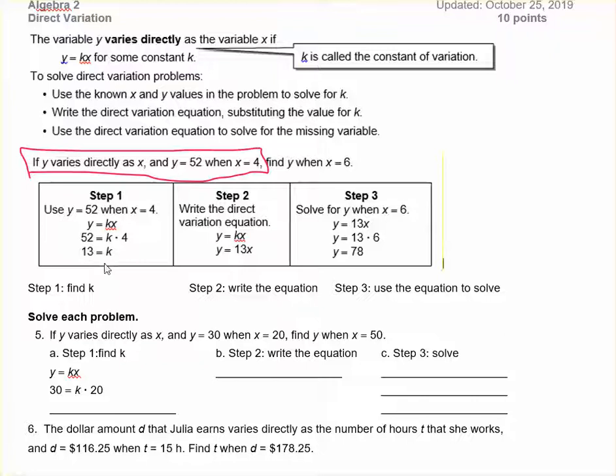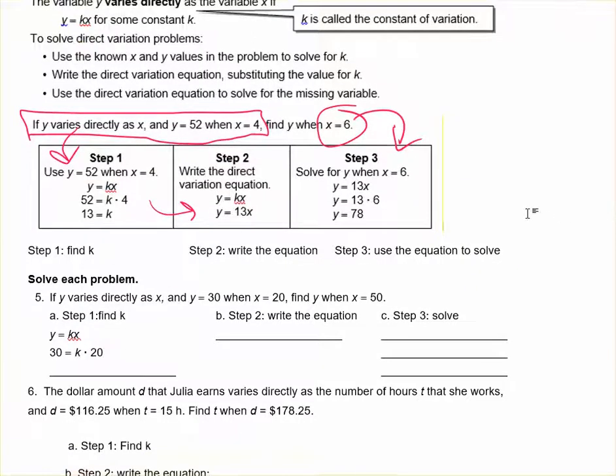So step 1, same as before, we need to find k. Step 2, write the equation using k, replacing y and x where they belong. And then step 3 is when you would finally use this piece of information. So step 1 is for here, and from step 2 you get from step 1.